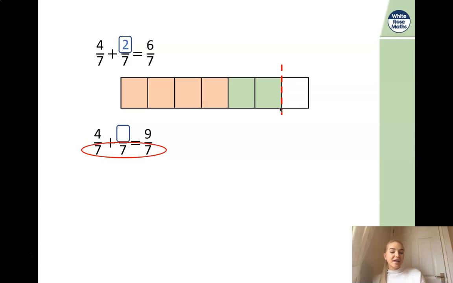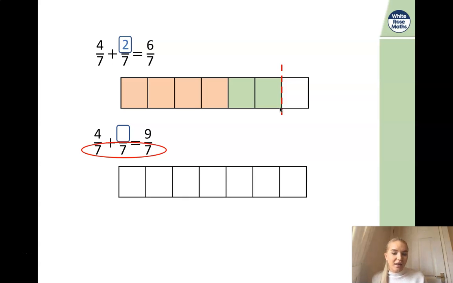So we can see here that the denominator is the same again. We are counting in sevenths, so we can have our bar model showing sevenths. What we can do as well, we know that our first fraction is 4/7 and we can show that here. But this time we are going up to 9/7. But here I only have 7/7. What do I need? That's right, I need another bar.